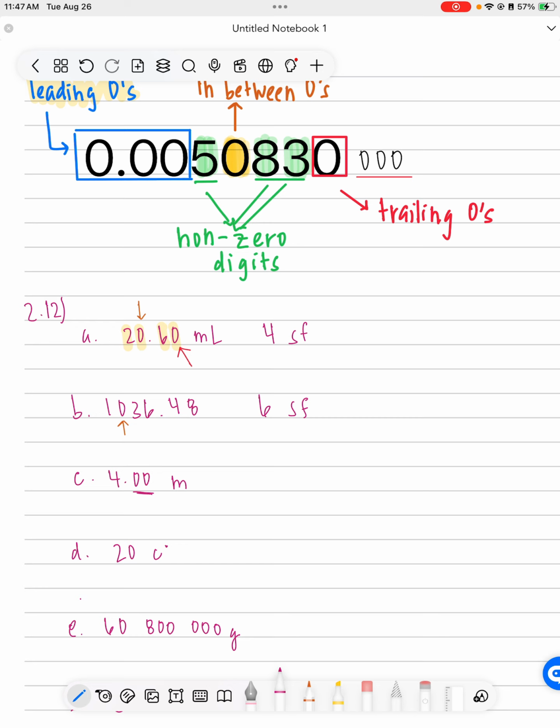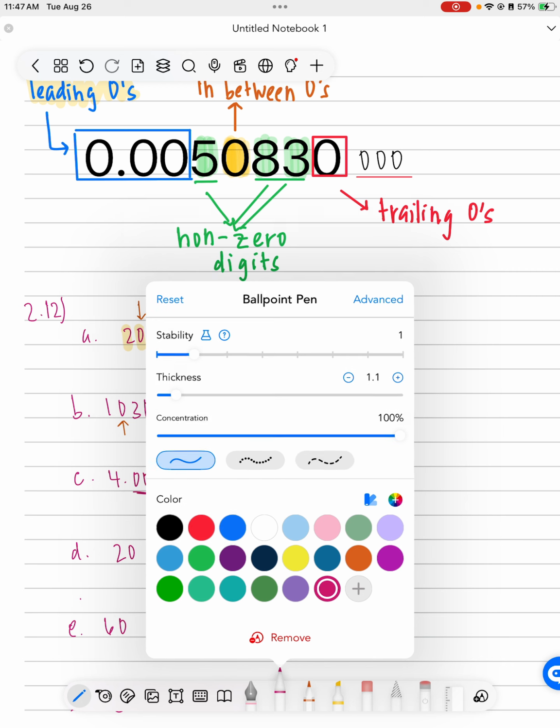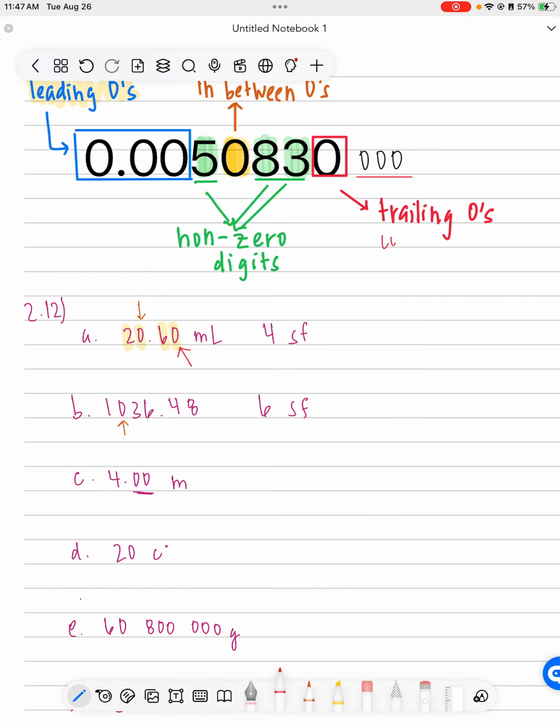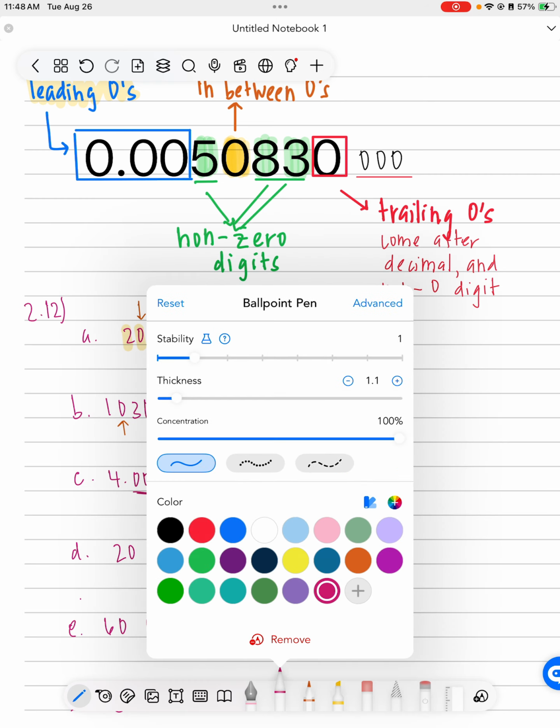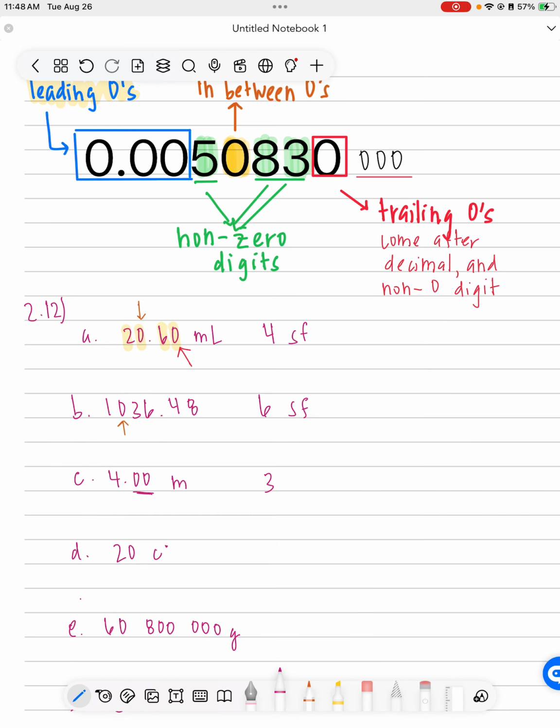So as long as the trailing zeros, let's make a note of that, come after the decimal and after a non-zero digit, then they're significant. All right, so do these zeros come after a decimal and a non-zero digit? They do, so they are significant. So we have 3 significant figures for 4.00 meters.